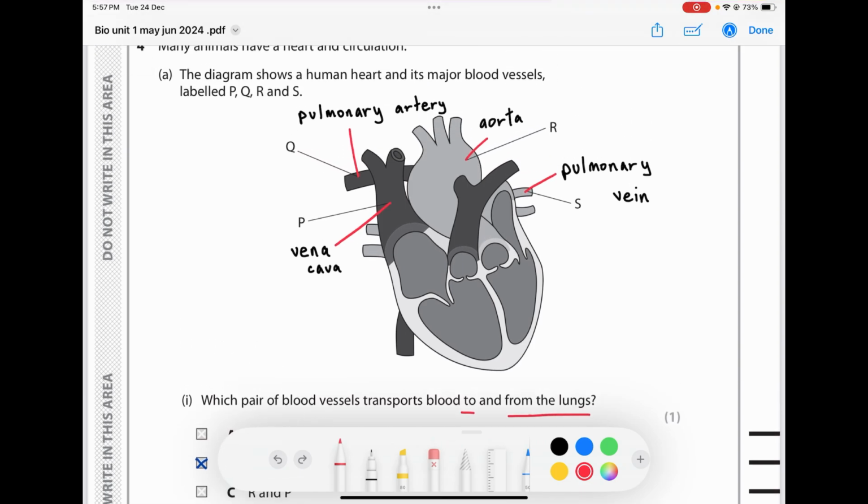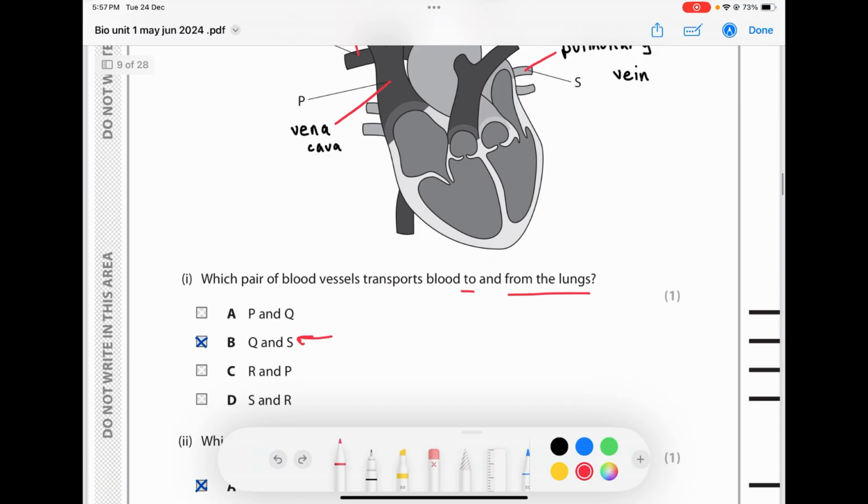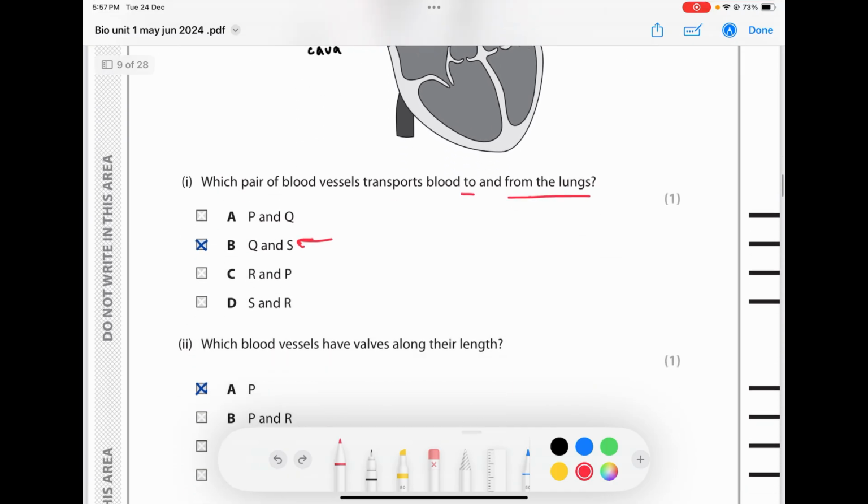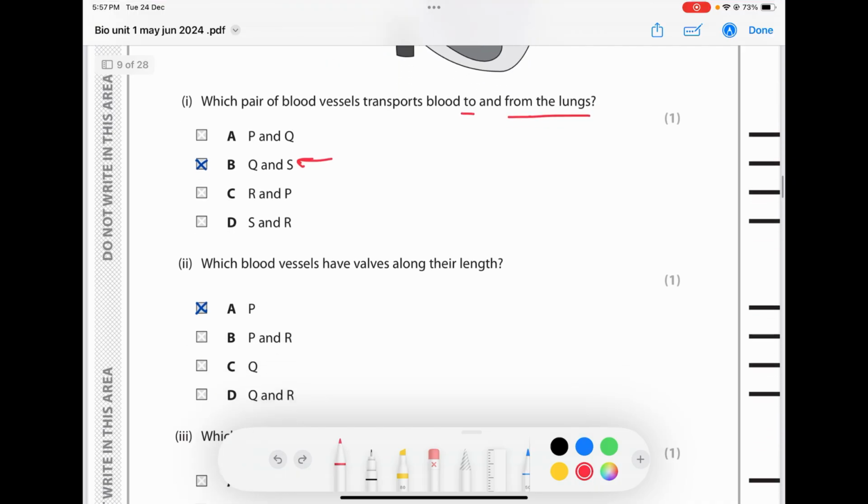As you can see over here, I labeled the diagram. So over here we have Q, which is the pulmonary artery. And here we have S, which is the pulmonary vein. Since it is pulmonary, it's related to the lungs. Therefore, the answer for the first part will be Q and S.